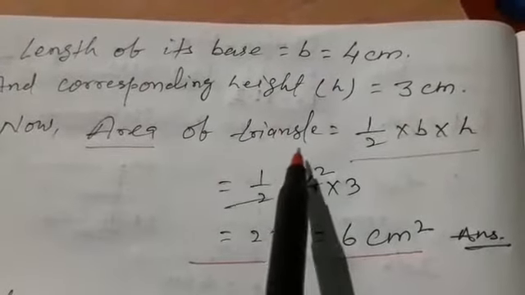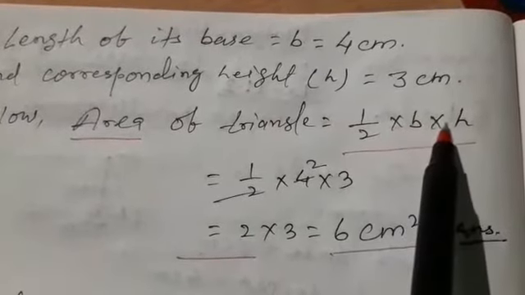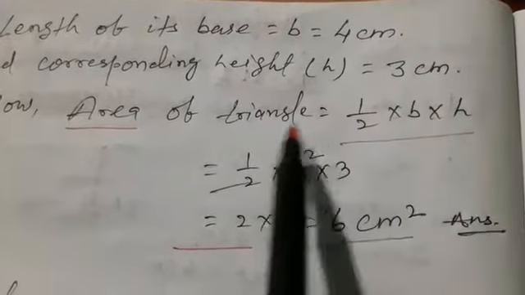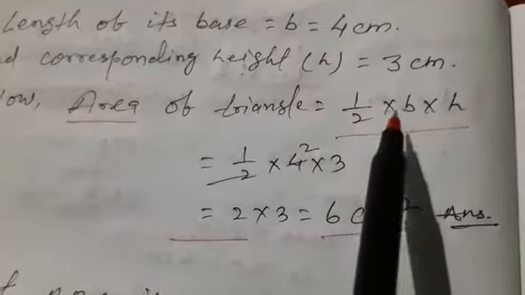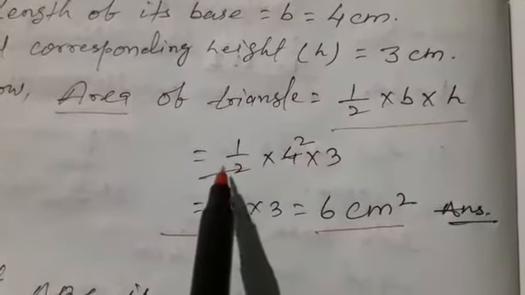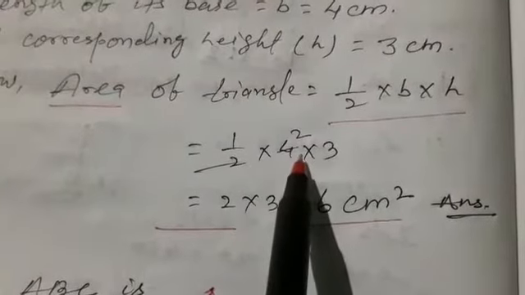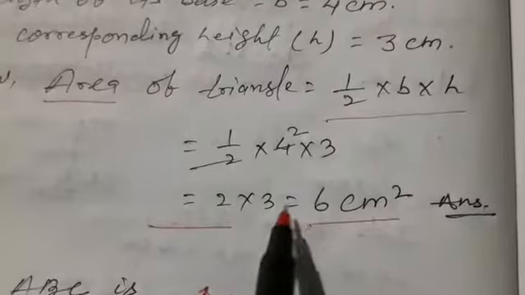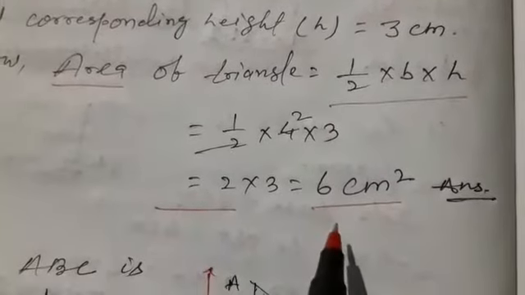Now area of triangle is equal to 1 by 2 into base into height. It is the formula to find area of triangle. Now we put the value of B and H. So area is equal to 1 by 2 into base 4 centimeter and height 3 centimeter. When we solve it, we find 6 centimeter square is the area of this triangle.